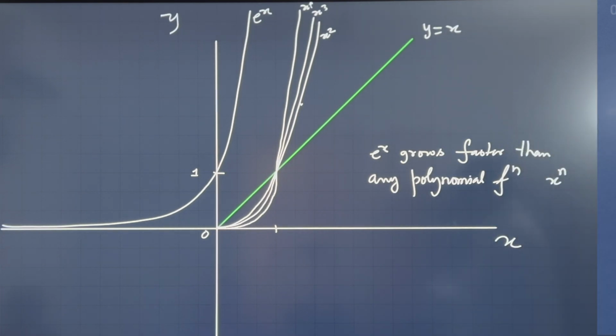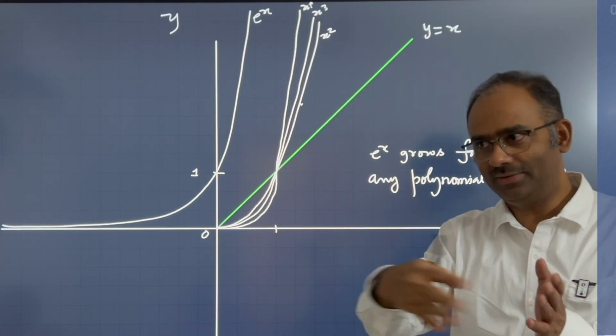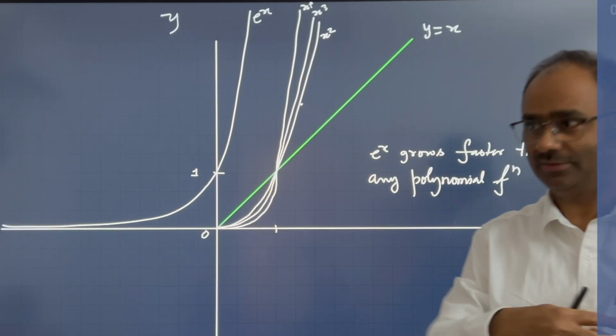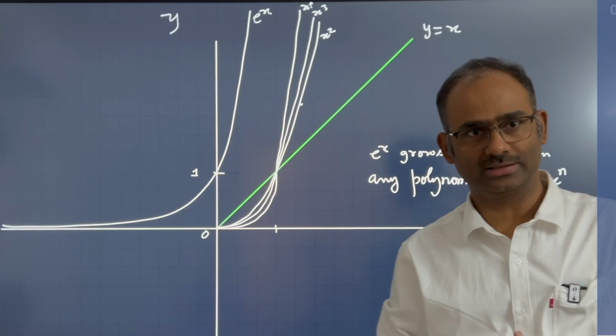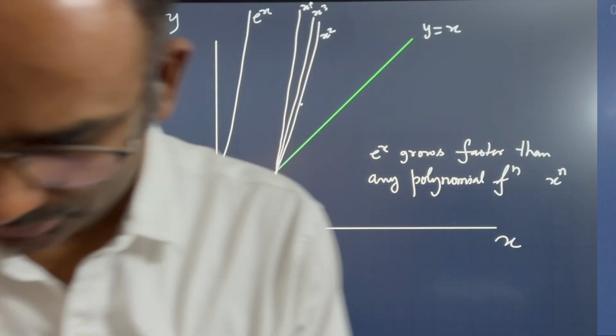Okay, where n is some integer. Take any n, let's say 2, x squared, 3, x cubed, x^4, x^5, x^10, whatever. The exponential function will always win. After some value of x, the exponential function will always start winning. It will always be larger than x to the n. That's something important to remember.